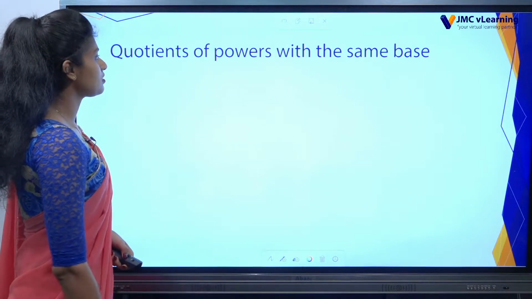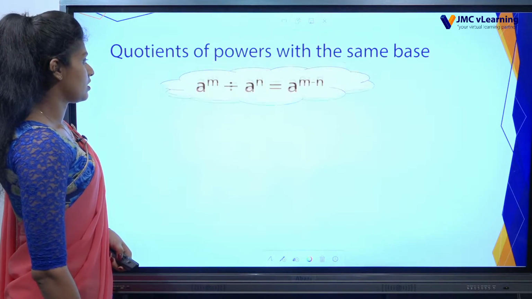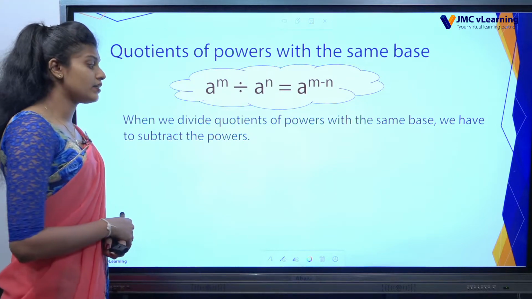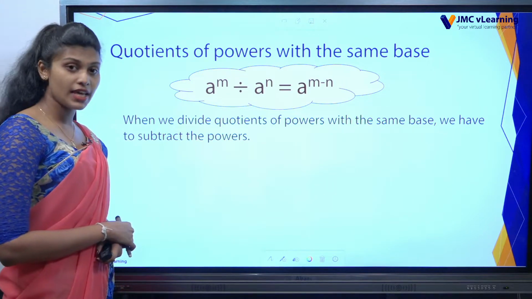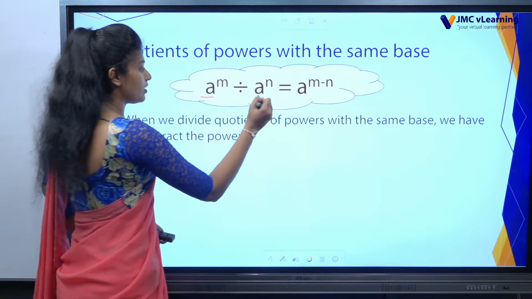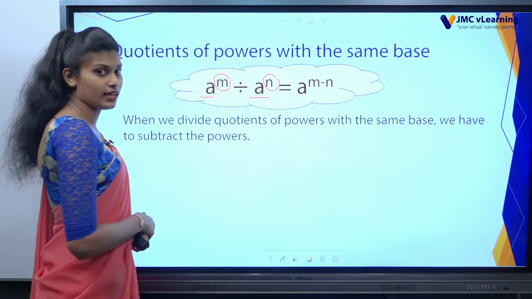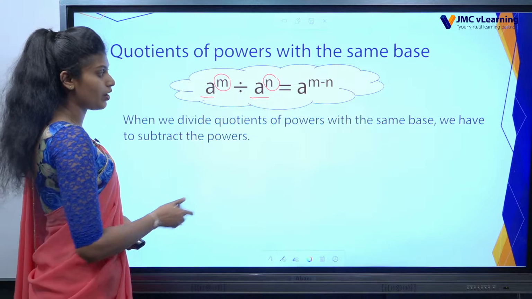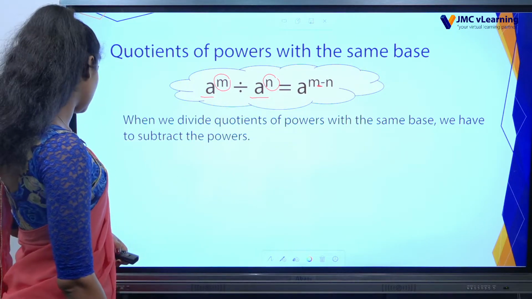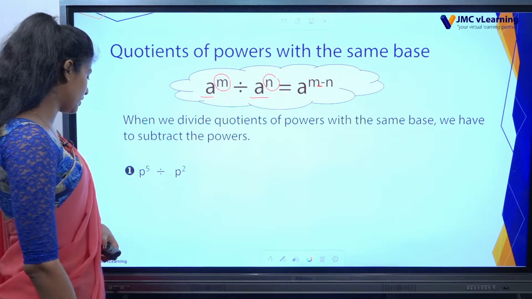Then quotients of powers with the same base. Now here division. When we divide quotients of powers with the same base, we have to subtract the powers. Here the bases are equal. When you are dividing like these, you have to subtract the indices. Then let's move to the first example.